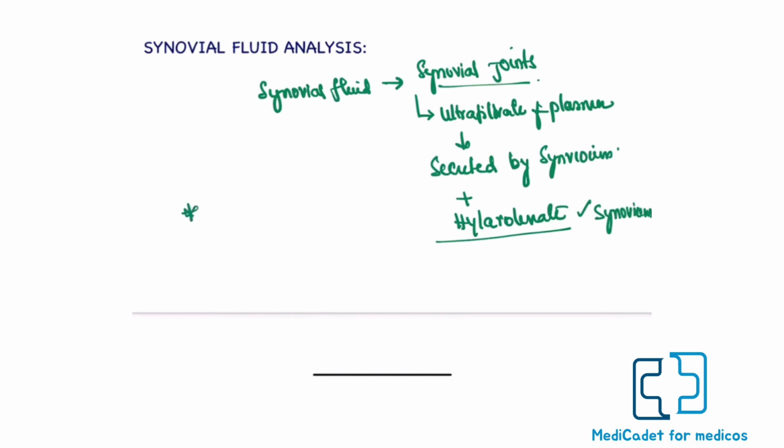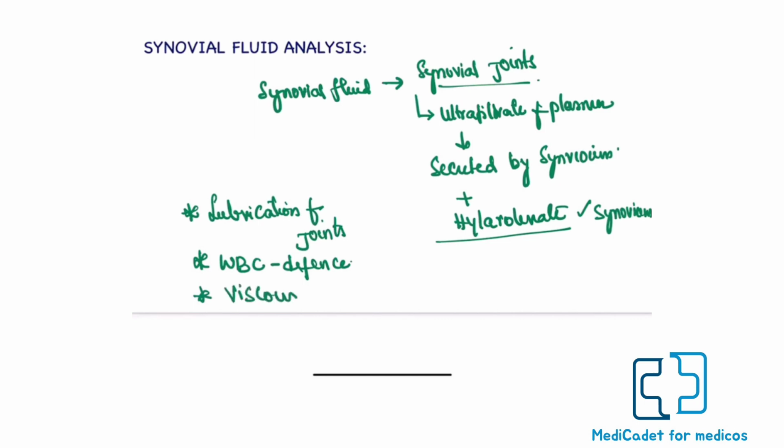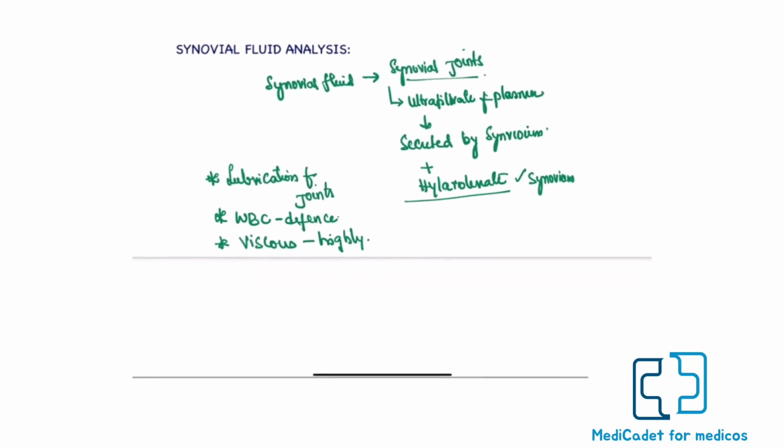So this synovial fluid is important for lubrication of the joint, and it also has a few WBC cells which act as defense, right? And because of the hyaluronate which is present, it is highly viscous. So this is about your synovial fluid, and on appearance it is a clear and colorless fluid.